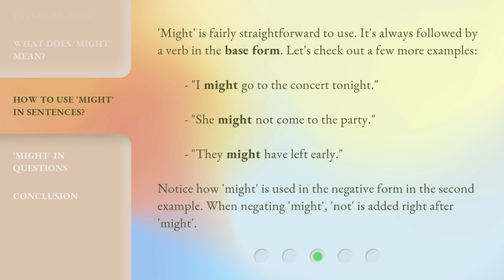Might is fairly straightforward to use. It's always followed by a verb in the base form. Let's check out a few more examples. I might go to the concert tonight. She might not come to the party. They might have left early. Notice how might is used in the negative form in the second example. When negating, might not is added right after might.